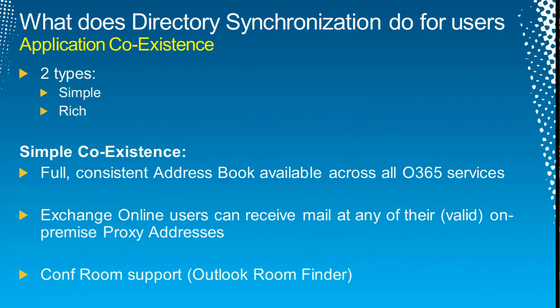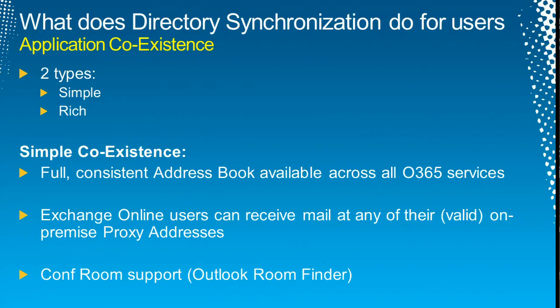The other flavor of coexistence I mentioned is what we call application coexistence. And there's two tiers to what you can run. The first is simple, and the second is rich. For simple coexistence, this is what I spoke about earlier. You have a single address book that looks exactly the same whether you have your Exchange mailbox on-premise or in the cloud. That's also the same address book you'll see in SharePoint when you try to resolve a username, and the same address book you'll see in Lync when you're accessing your contacts.